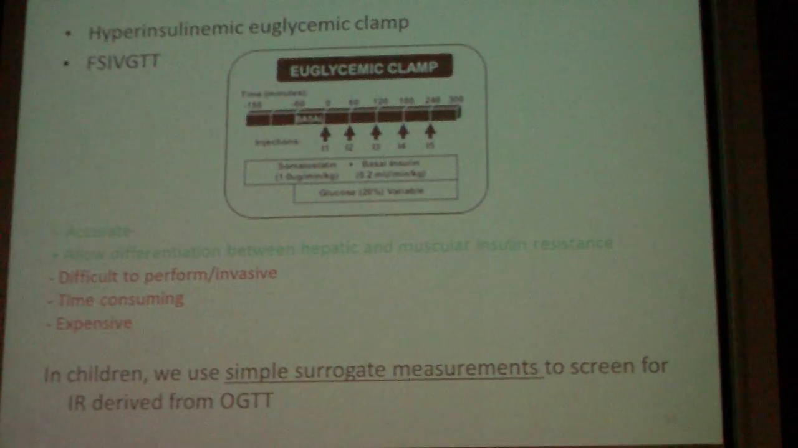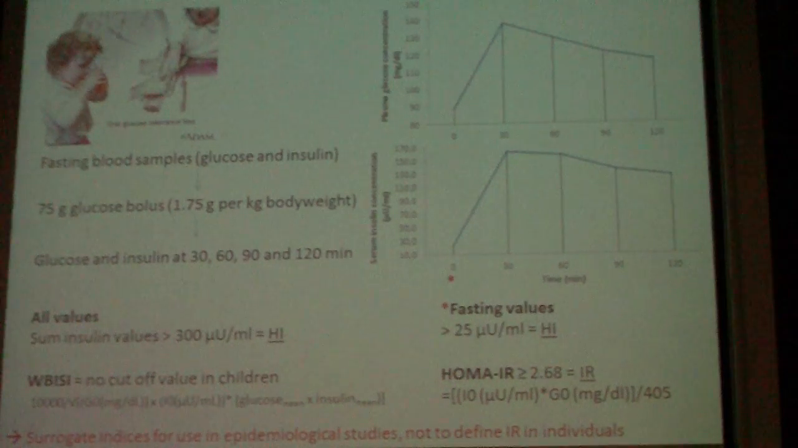So it's an interesting tool, but in our children in clinical practice we have to use simple surrogate measurements to screen for insulin resistance, which are derived from an oral glucose tolerance test. In an oral glucose tolerance test, we measure fasting blood samples, glucose and insulin. Then we give a glucose bolus to the child, so it drinks glucose. And then at time 30, 60, 90, 120 minutes, we measure glucose and insulin, to see how the body reacts to the glucose bolus.